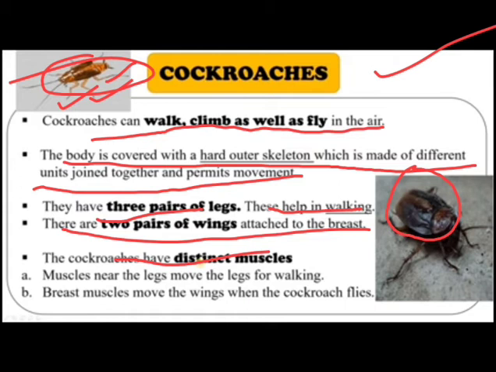So a cockroach skeleton is outside its body, which is also known as exoskeleton. This is known as exoskeleton, and they have the 3 pair of joined legs. These are the 3 pair of joined legs. Okay, and strong muscles to pull these legs, which help them to walk or run. So this is about the movement of cockroaches. Now let's move forward.